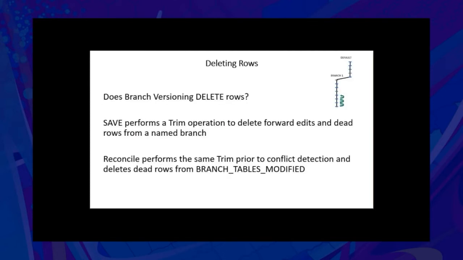As an insert model, one might ask, are rows ever deleted from a branch table? Earlier, we showed an example where during an edit of a named branch, a save was performed following an undo that cleared or deleted rows from the table. Branch versioning has a trim operation that deletes edits from a named branch to remove forward edits caused by undo and dead rows. Trim is also used during reconcile prior to conflict detection to delete rows from the tables modified during editing. Reconcile also uses deleted rows from the branches. Reconcile also deletes rows from the branches table modified following a trim.